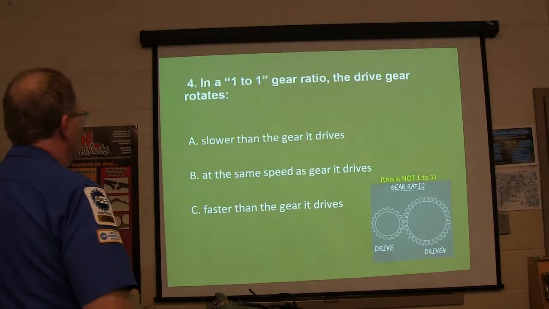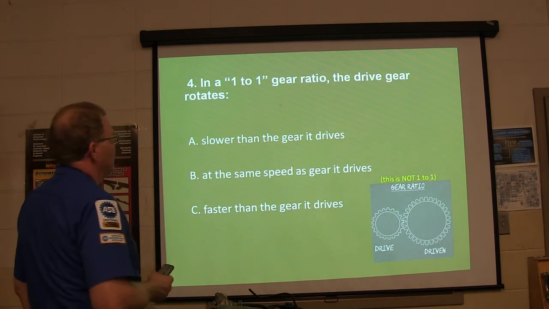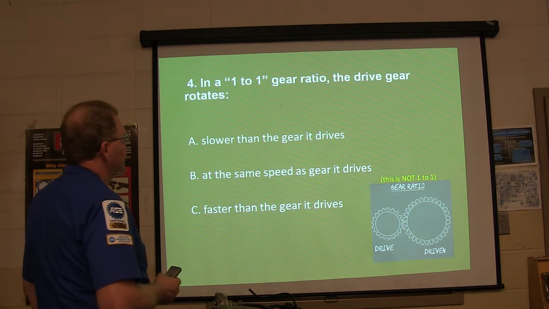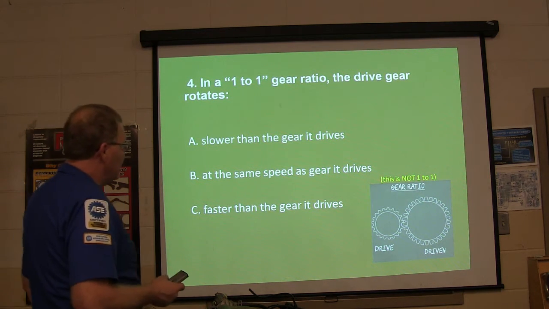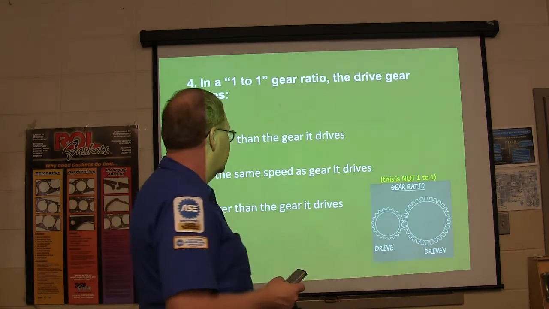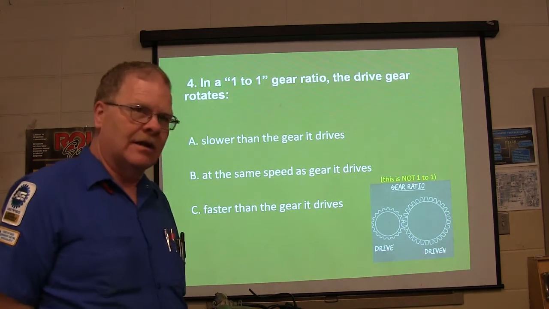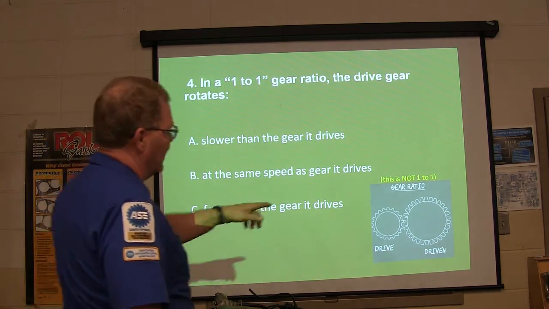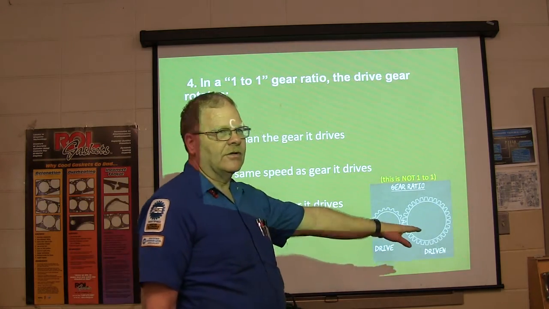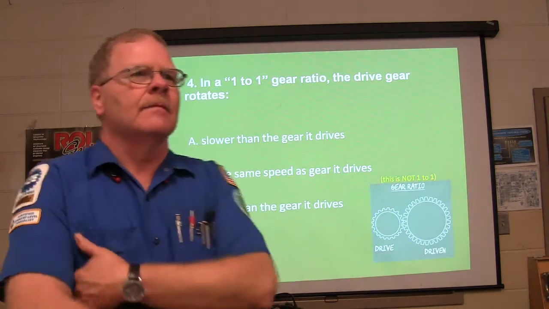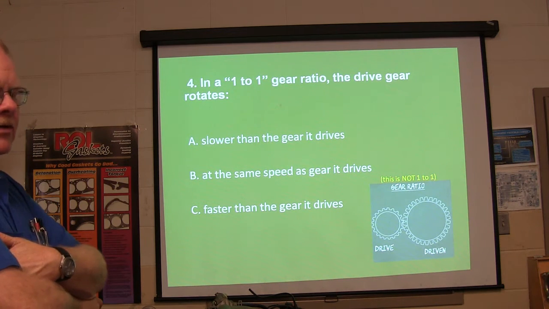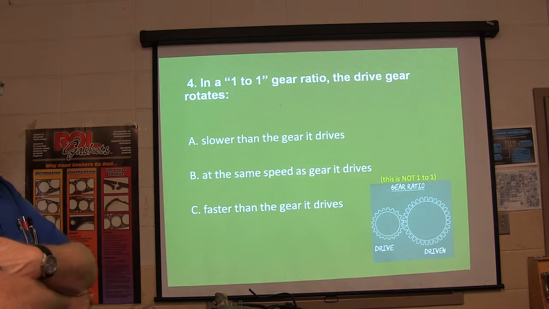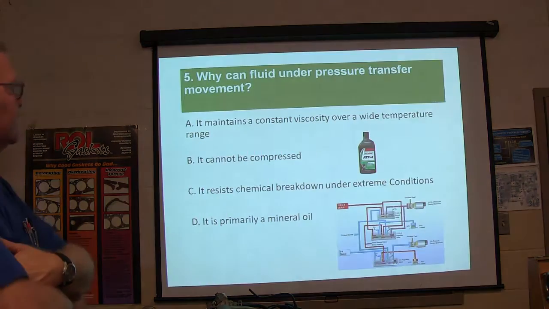In a 1-to-1 gear ratio, the drive gear rotates A, slower than the gear it drives, B, at the same speed as the gear it drives, C, faster than the gear it drives. Now this is not a 1-to-1 ratio down here. This is just a graphic with some gears on it. You got to be answering them swift now. If you know this stuff, you can just put it down as soon as you hear it.